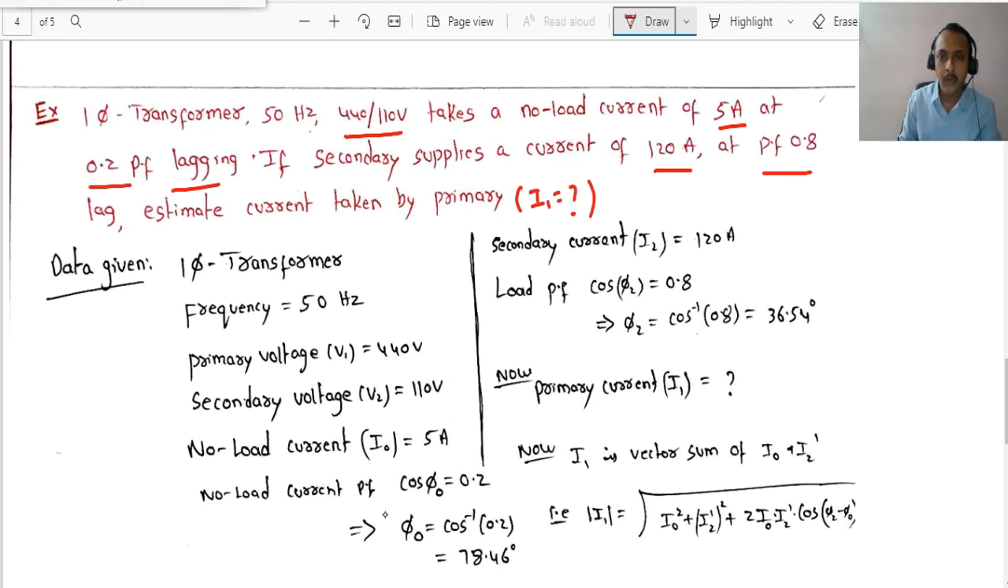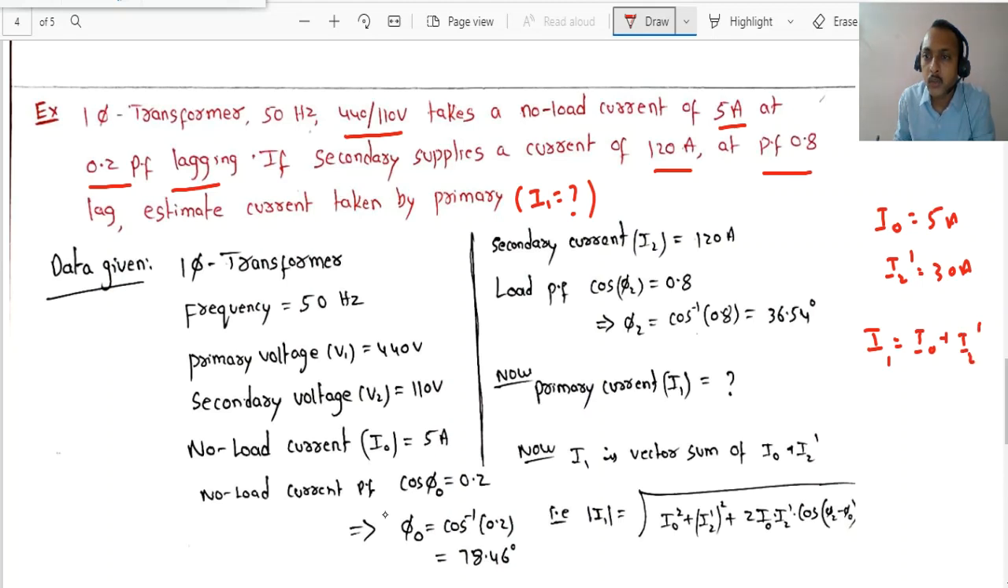From the basics we know I1 is a vector sum. Don't think otherwise; this is a common mistake, and there is a chance to commit it. If I0 is some 5 amps and I2 dash is some 30 amps, and you write that I1 is the sum of I0 and I2 dash, the entire problem goes wrong. I1 equal to I0 plus I2 dash: if you write 5 plus 30 and give the answer as 35, it is wrong. It is the vector sum.